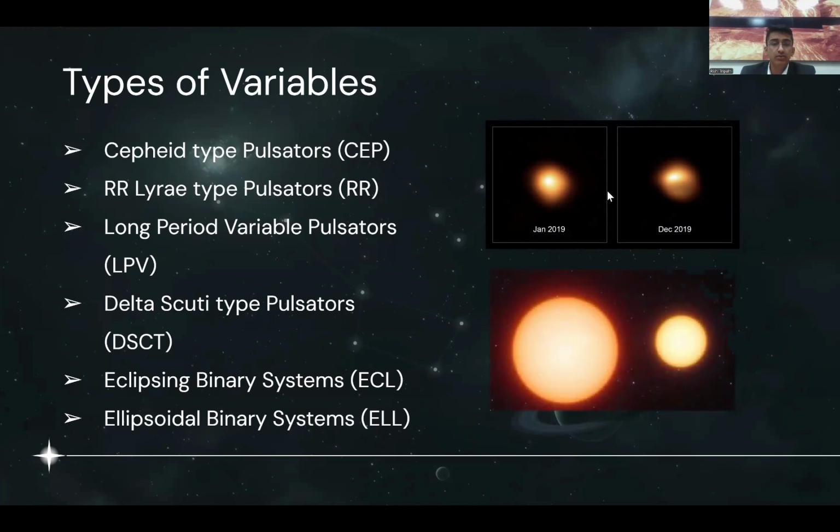The eclipsing and ellipsoidal binary systems are not just one star, but a system of stars. The picture on the bottom right is a binary system. So this will also be expanded upon later in our presentation.